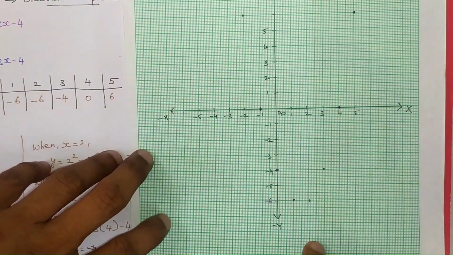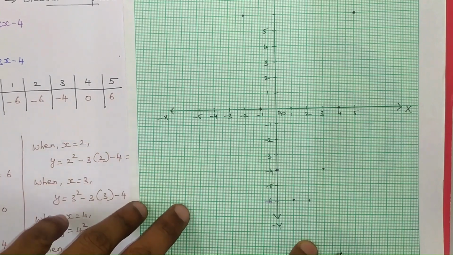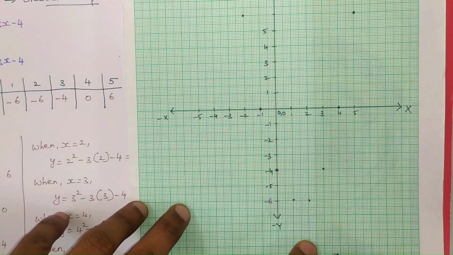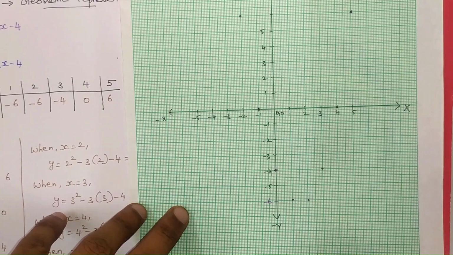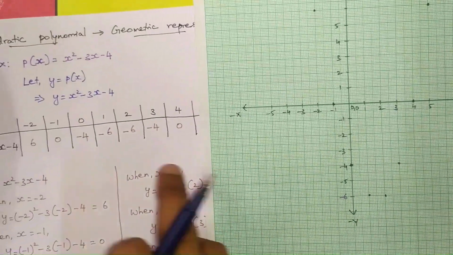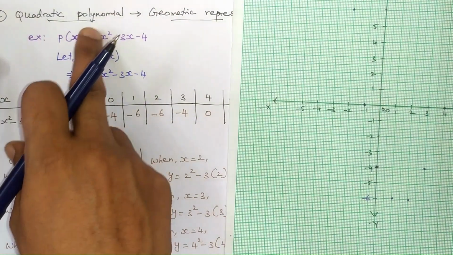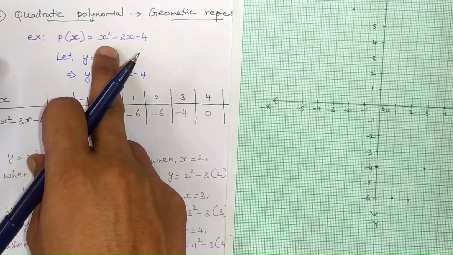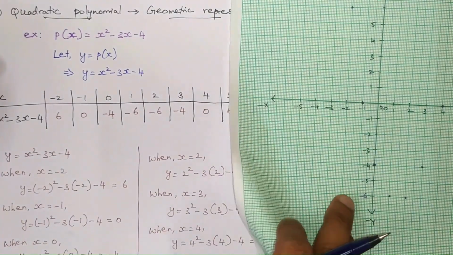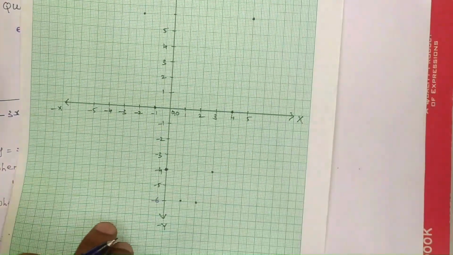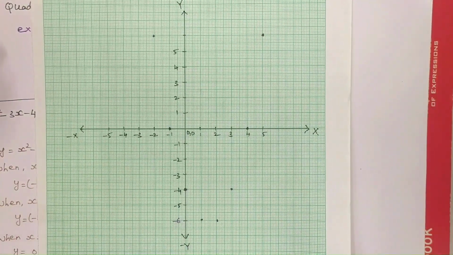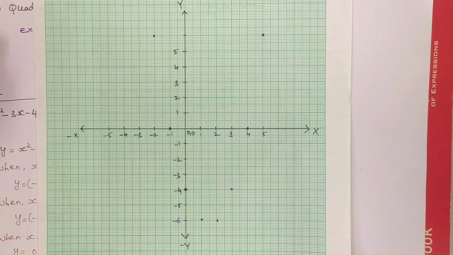So by plotting these points, we can observe that the points are not along a straight line. So it is not a linear polynomial, because the polynomial which we took is a quadratic polynomial. It is having a degree of 2. So if I plot it, it is not along a straight line. Okay. So now let us try to join all the points.